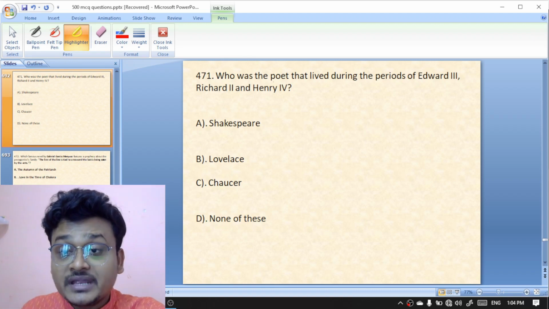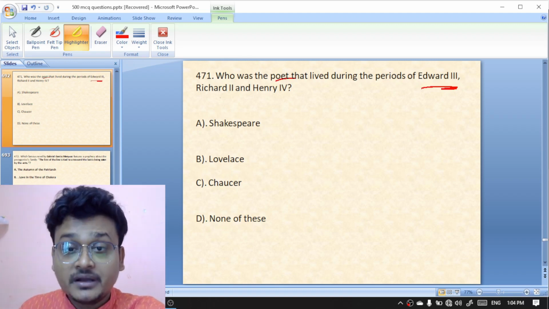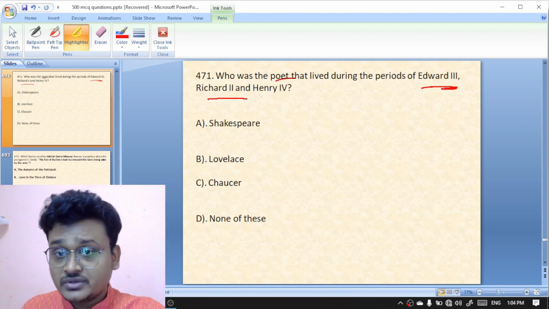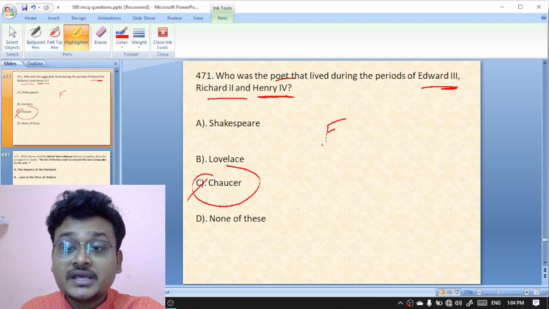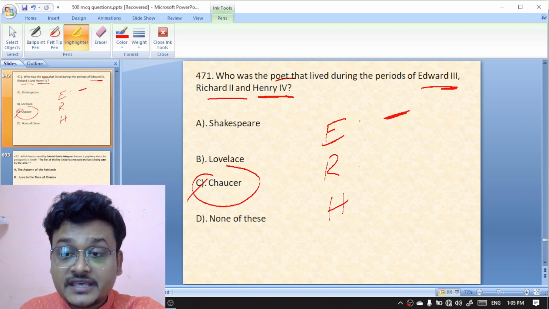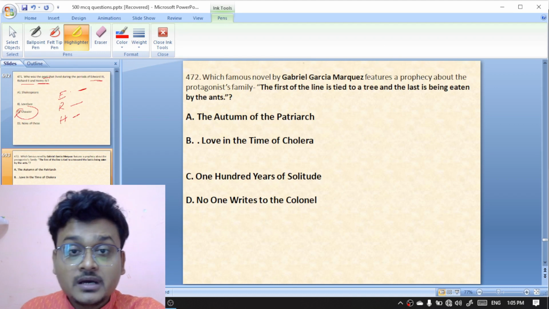Now, who was a poet that lived during the periods of Edward III, Richard the Second, and Henry the Fourth? So here Chaucer is the right answer. Chaucer lived during Edward the Third, Richard the Second, and Henry the Fourth. Okay, next question.